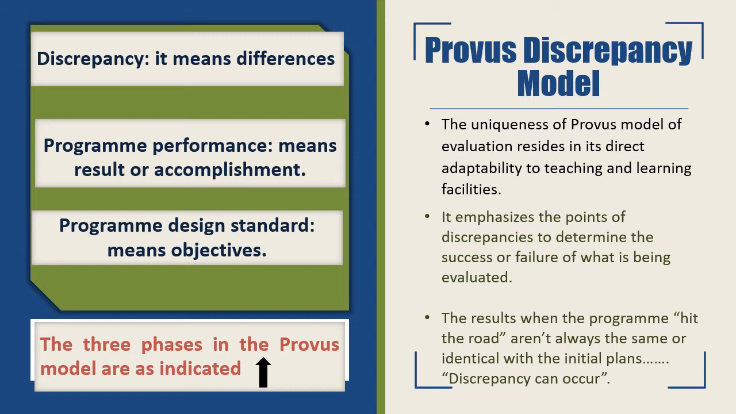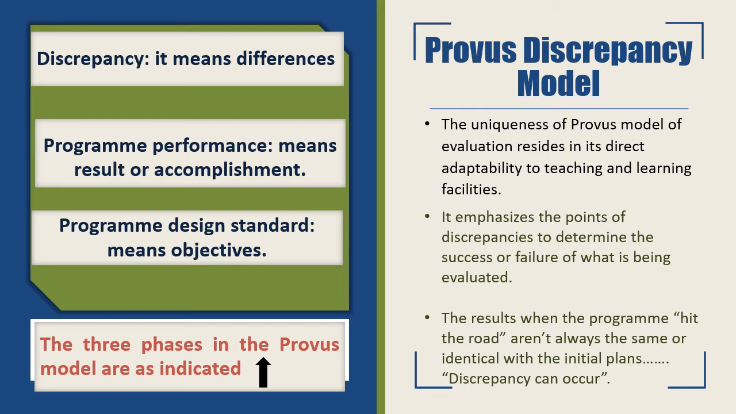Where lies the difference? So as a teacher in the classroom or as an evaluator of an instructional model, your interest is, oh, this is what this material should look like. This is what has been produced. Where is the difference? With this difference, is it good enough to go, or do we need to go back to the drawing board? That is what the Provost discrepancy model tells you. It has basically three phases.